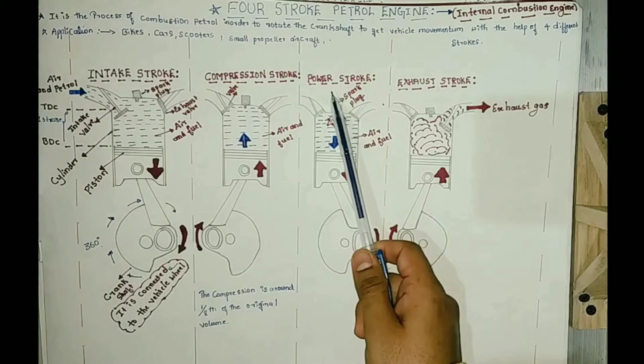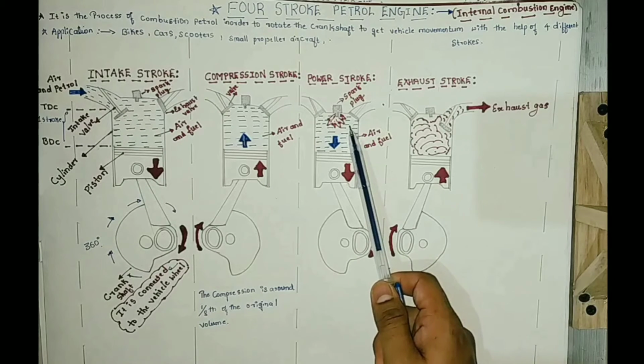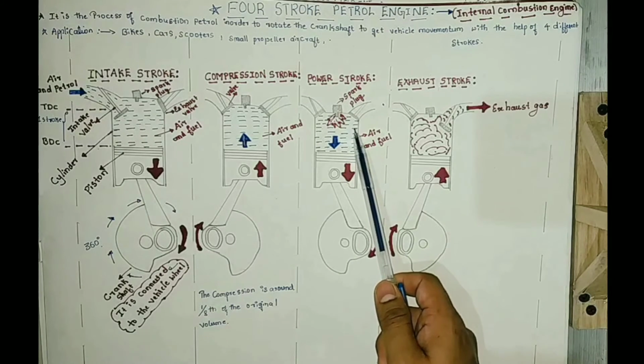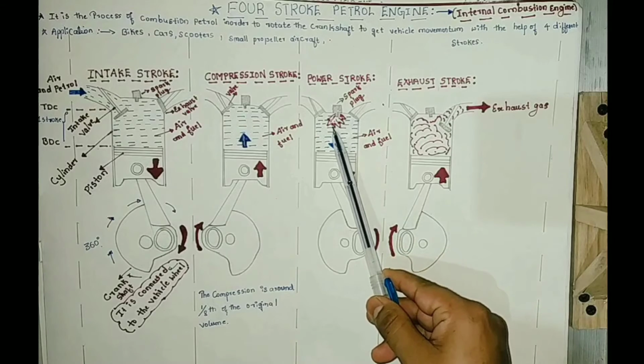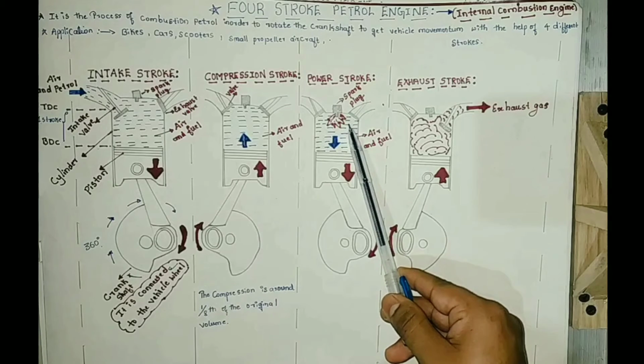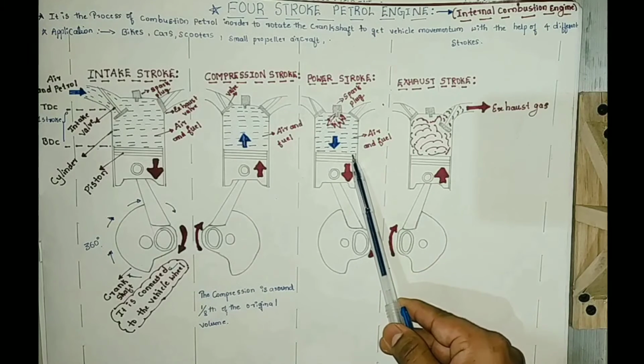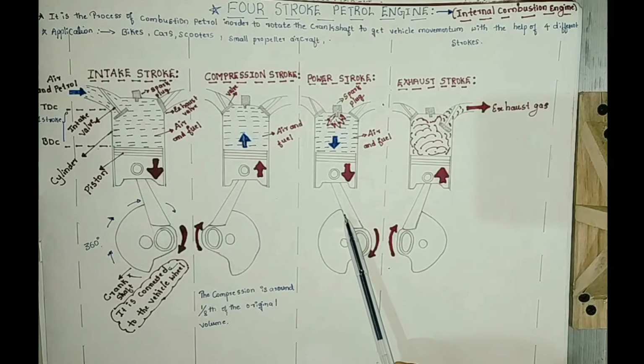Now, in the power stroke, the petrol will be compressed to the maximum value inside the engine. The spark plug releases a spark which ignites the petrol. Because of the combustion of this petrol, it generates a lot of force inside the cylinder which pushes the piston again from the top dead center to the bottom dead center. The crankshaft completes this next half cycle.